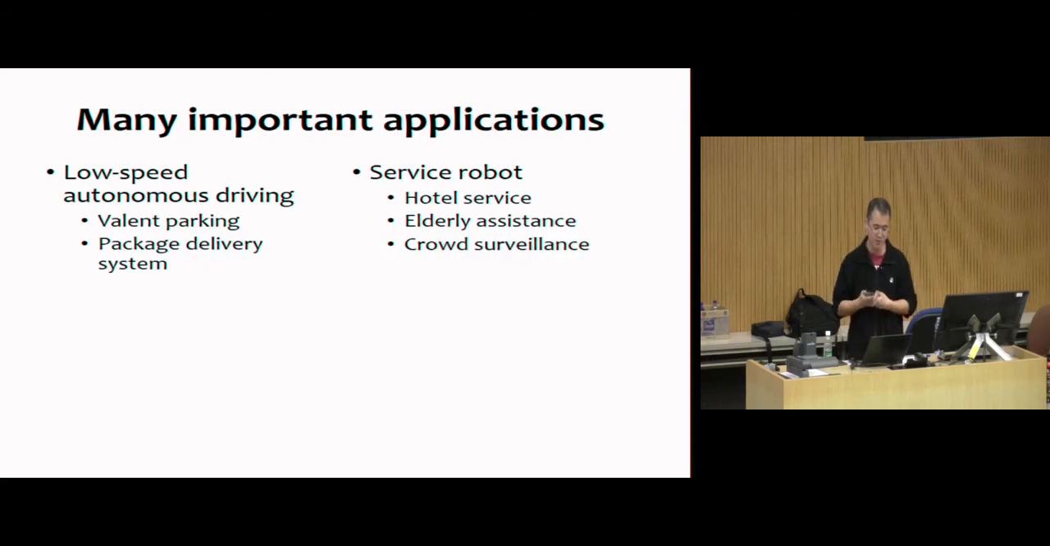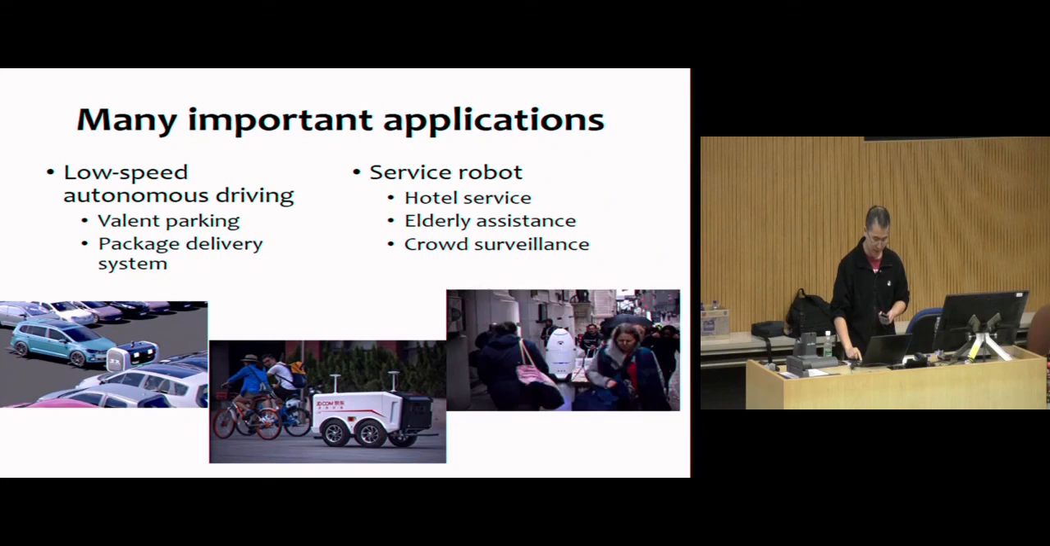The first example is about how to enable robots to navigate in a dense crowd. Okay, so first of all, let me discuss its applications. It is very useful in the real world because, for example, it can be used for low-speed autonomous driving, and then you can have many applications. Okay, and it can be used for service robots. So the robot can walk in the mall or in the house so that it can help people or interact with people.